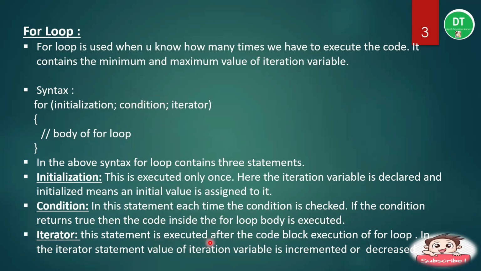Iterator. This statement is executed after the code block of the for loop. When the condition is satisfied, it will go inside and execute the code present in the for loop. After executing this, it will come to the iterator and increase the value of the variable which we defined in the initialization. So the iterator will increase or decrease the value of the iteration variable.